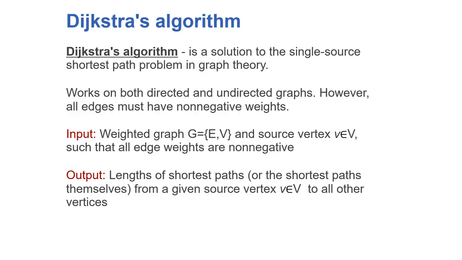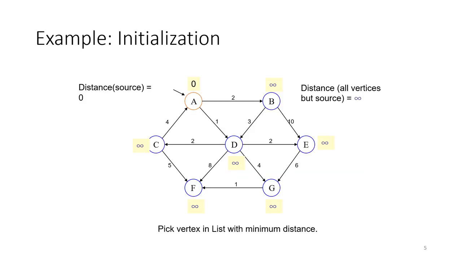Then what is the output? From that source vertex, the distances towards all the remaining vertices can be seen as the output of Dijkstra's algorithm. So here is one visualization example of how Dijkstra's algorithm will work.